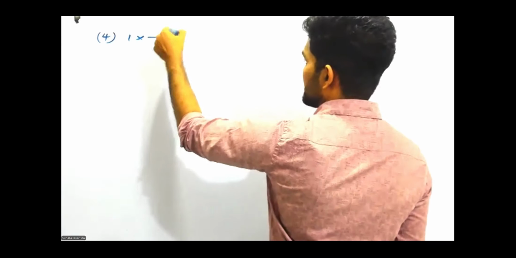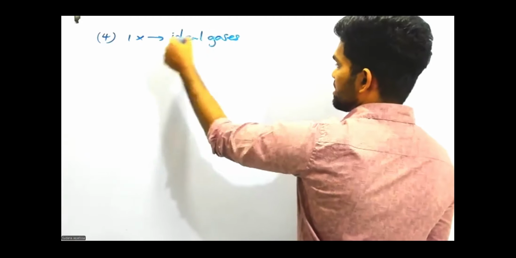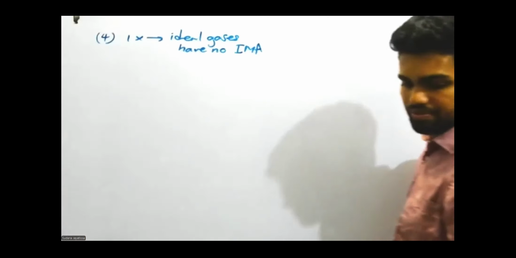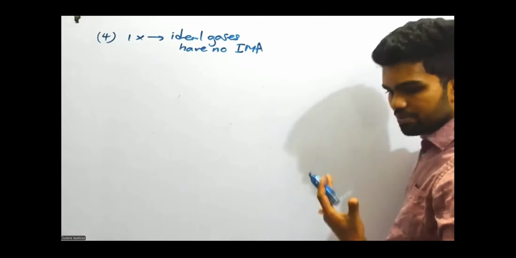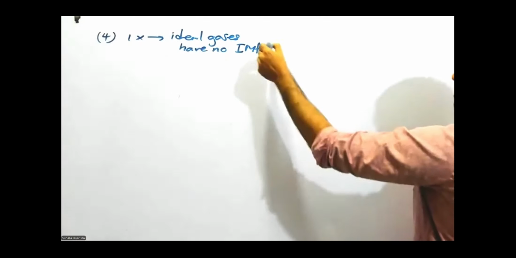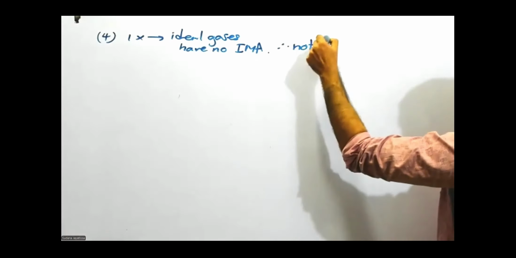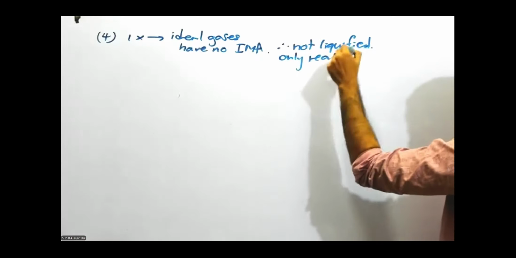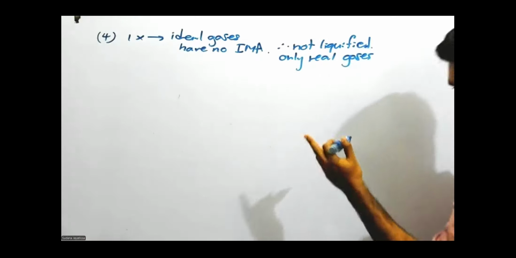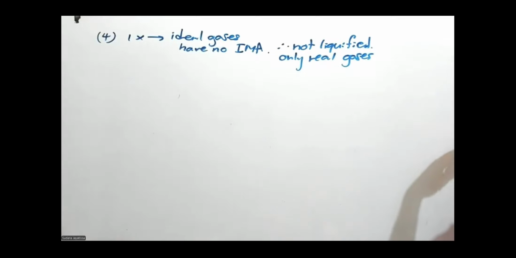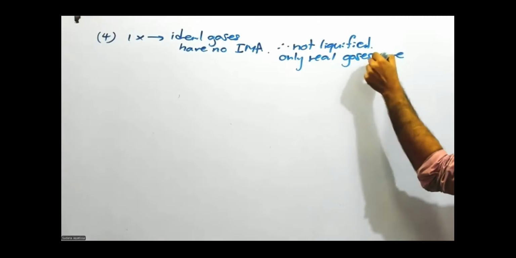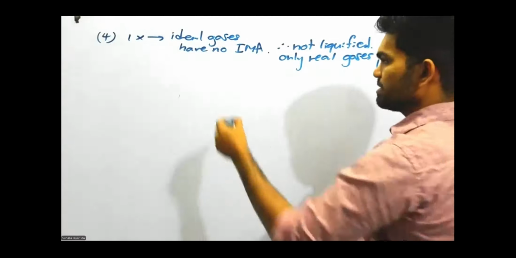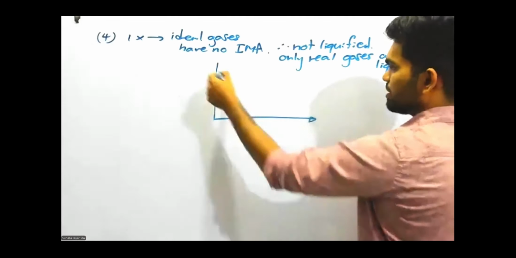Because the first statement is wrong. Why? Ideal gases have no intermolecular attractions. Okay, so then they will not be liquefied. Only real gases are liquefied. For real gases, this statement will be true. That also you have to compress at a temperature below critical temperature.